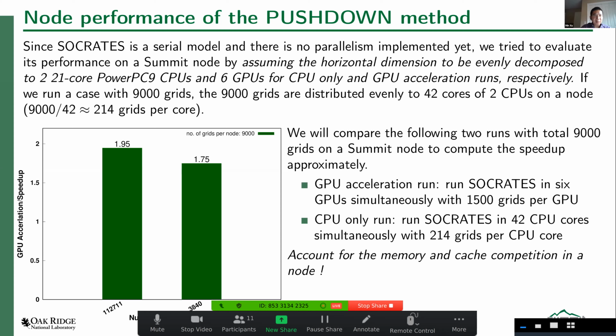The left figure shows the results. The y-axis is still the GPU acceleration speed up values, and the x-axis is the number of K loops. We can see the GPU acceleration run can gain maybe from 1.75 to 1.95 times speed up compared with the CPU-only run at the node level.